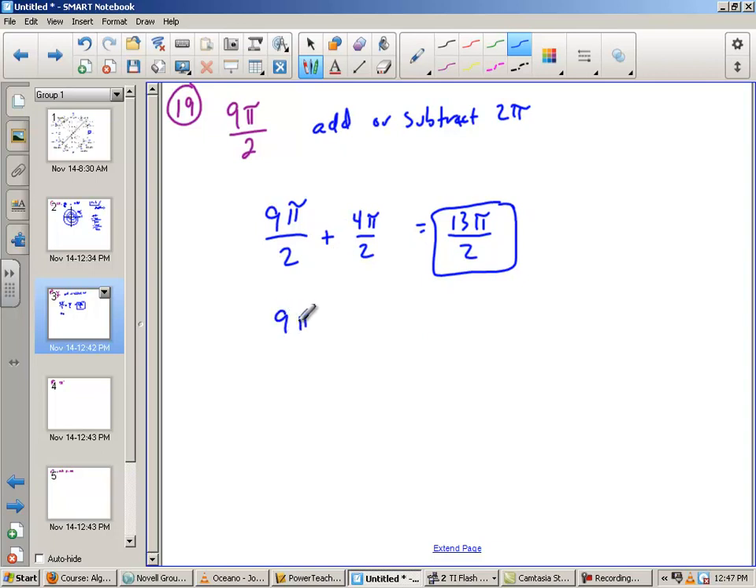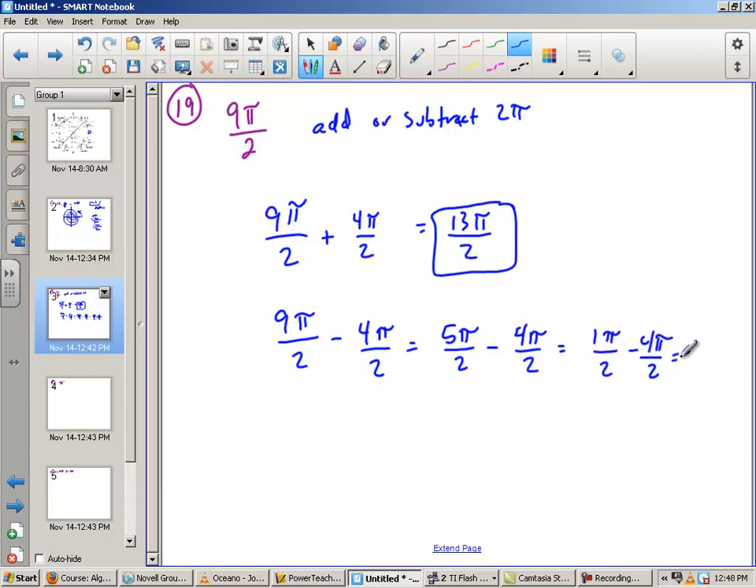I would get to a negative by subtracting from 9 pi over 2. I'll subtract 4 pi over 2. This is 2 pi, so I'm subtracting a full rotation. That makes it 5 pi over 2. I'm going to subtract 4 pi over 2 again to get 1 pi over 2. And I'll subtract 4 pi over 2 again to get negative 3 pi over 2. Finally, a negative answer shows up.